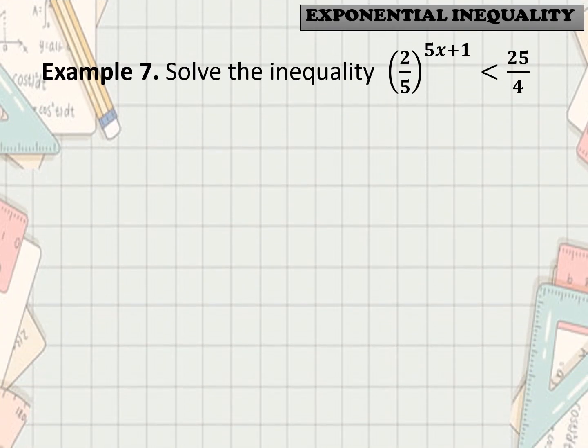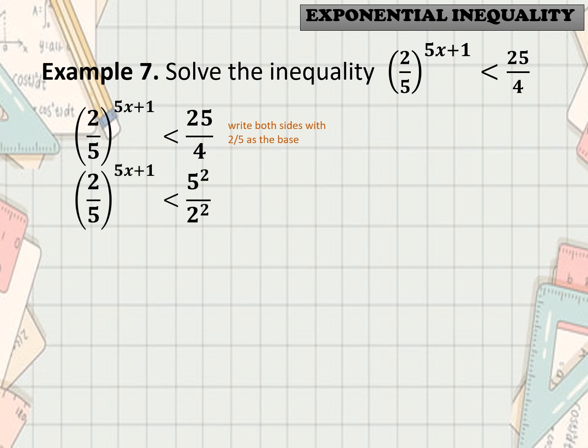Okay, next example, we have 2/5 raised to 5x plus 1 is less than 25 over 4. So dito, si 25 over 4, kailangan gawin natin siyang base of 2/5 din, katulad nung nasa ating left side. Okay, so si 25, pwede natin siyang isulat as 5 raised to 2 or 5 squared. Then si 4 naman, 2 squared. Kasi 5 squared or 5 times 5 is 25, then 2 squared or 2 times 2 is 4. So equal lang siya dito sa ating 25 over 4.